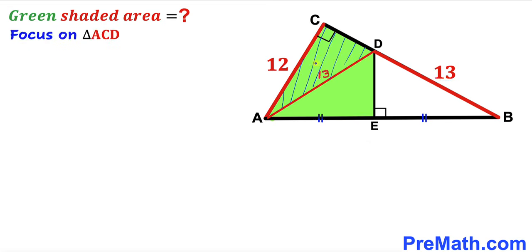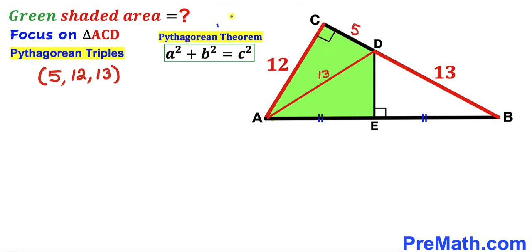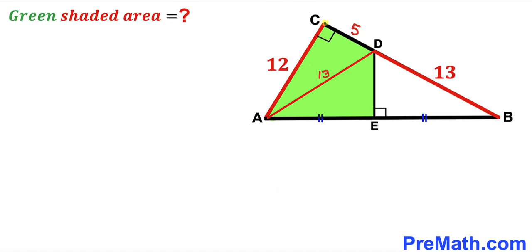Now let's focus on this right triangle ACD, whose side lengths are 12 and 13, and we are going to calculate this side length CD. Let's recall the Pythagorean triplets 5, 12, and 13. We know that this side length is 12 and the hypotenuse is 13, so this unknown side CD is going to be 5 units. You may use the Pythagorean theorem as well to calculate this unknown side length. So thus our segment CD turns out to be 5 units.